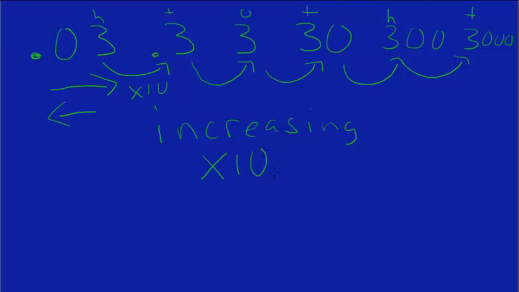So if we know it's increasing by 10, what would the next number be in our pattern? Let me put 3,000 here. We're increasing by 10, so I know my next increase would be to 30,000. Let me look at my zeros. 1, 2, 3. 1, 2, 3, 4. That looks right. This was in the thousands, and now it's in the 10,000s. And because we have our place value chart memorized, which I know everyone does, they know that that is correct.